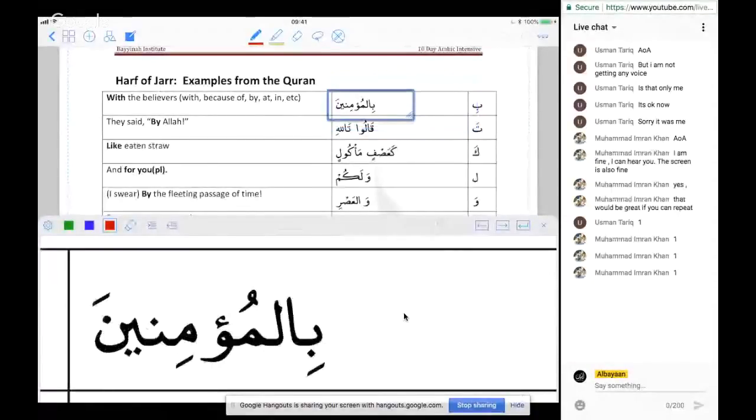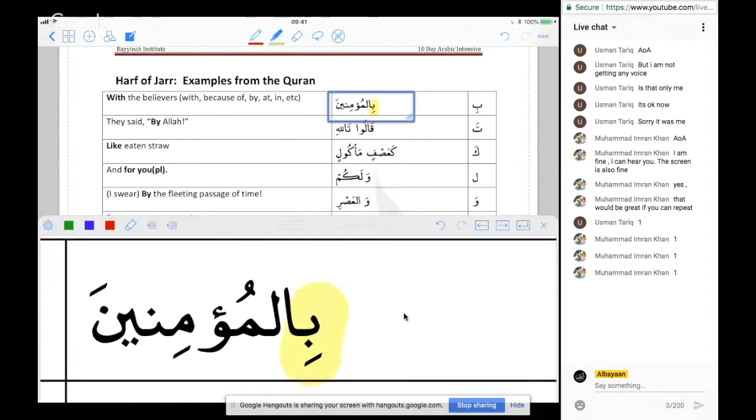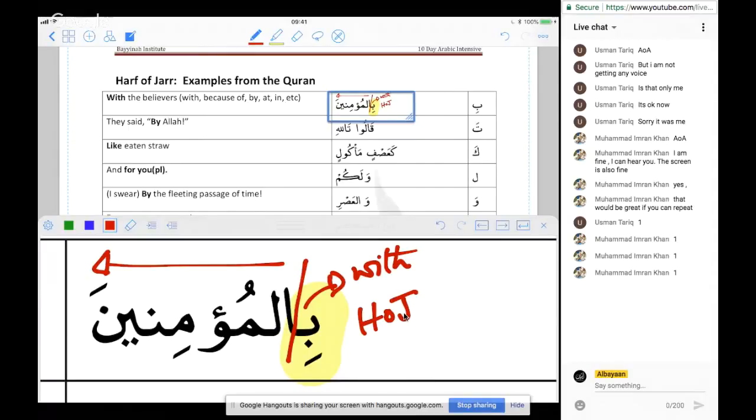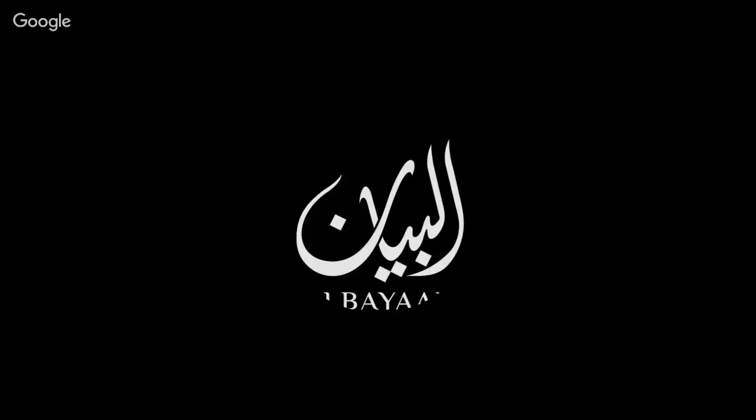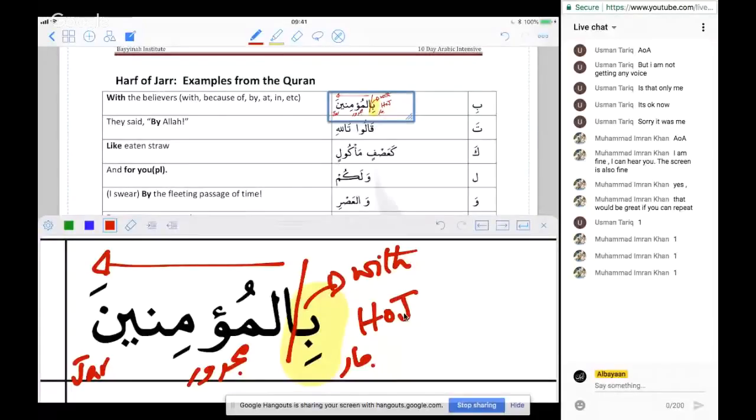So what you have here is this B, which is the harf of jar. And I know this B means with. The remaining part here is the ism al-mu'minina. If I did not know B, I wouldn't know the status. I would always say it is nasab or jar. But now that I know B is a harf of jar, this one is majroor. Jar and majroor fragment. The status of this ism would be, it says, with the believers.